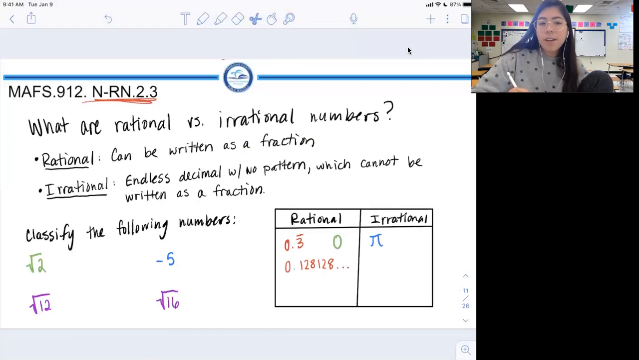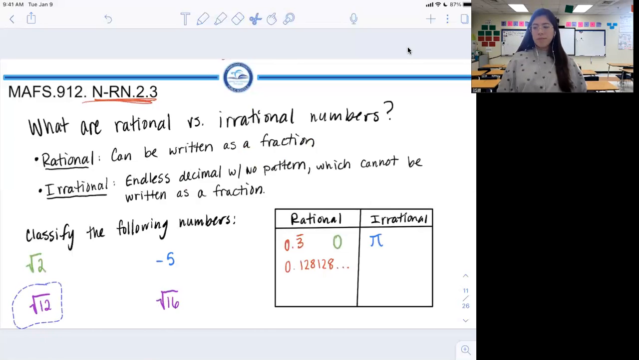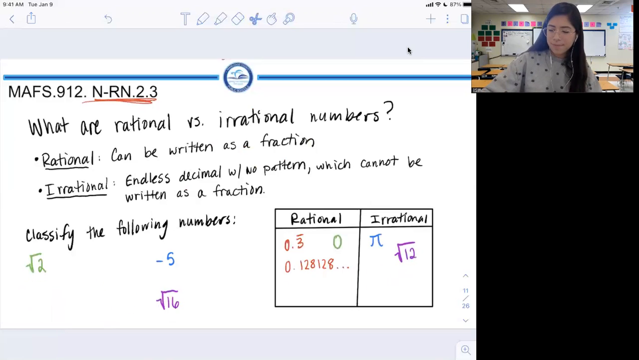Would it? Plug it into your calculator. What's the square root of 12? 4 times 4 is 16. So what would the square root of 12 be? Never mind, it's irrational. It's 3.4641011615, irrational.